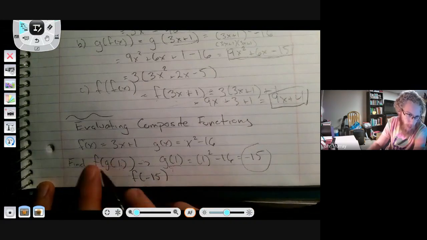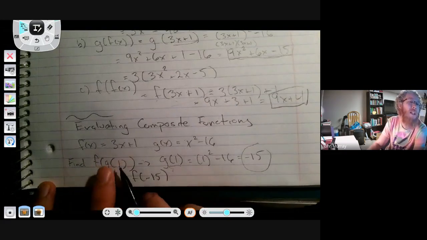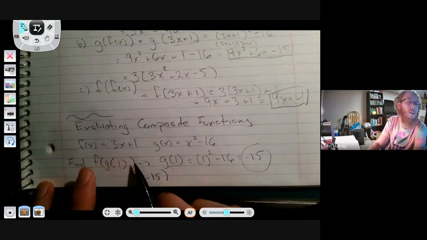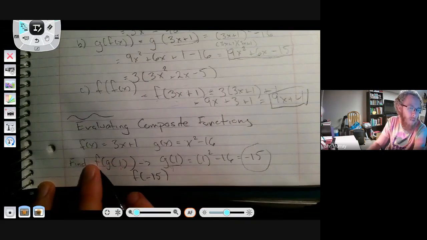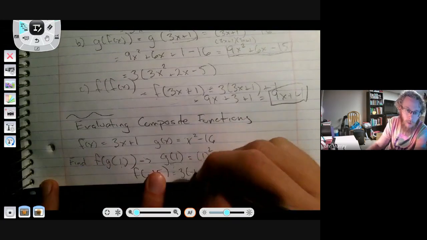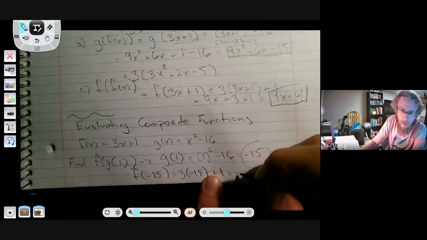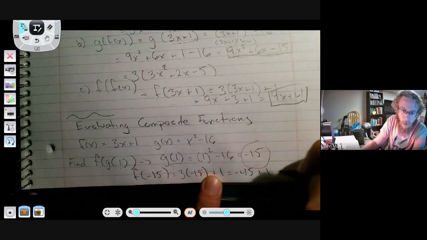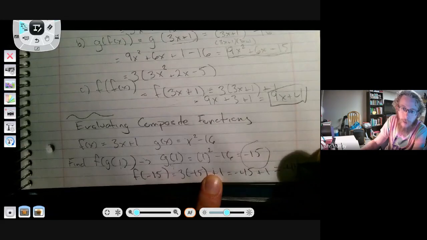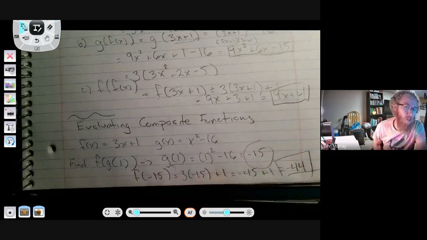And that's where the chain reaction happens. You get the answer for this, but you're not done. This answer is now this input. So you take the negative 15 and plug it in there: 3 times negative 15 plus 1. That's going to get us negative 45 plus 1. Our final answer is negative 44.